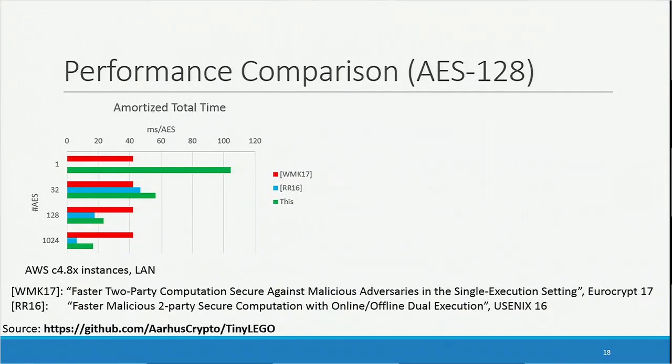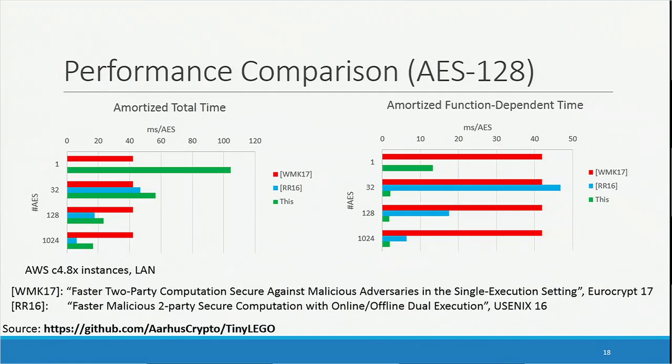However, it's more interesting to see what happens if we ignore the cost of the function-independent preprocessing. And here we see that the LEGO scheme is much more efficient than the previous ones. We are around a millisecond to compute the AES circuit if we ignore the preprocessing, while the Wang et al. scheme is at 40 milliseconds, and I think the best timing for Rindal-Rosulek is around 6 milliseconds. But this is for the amortized setting.